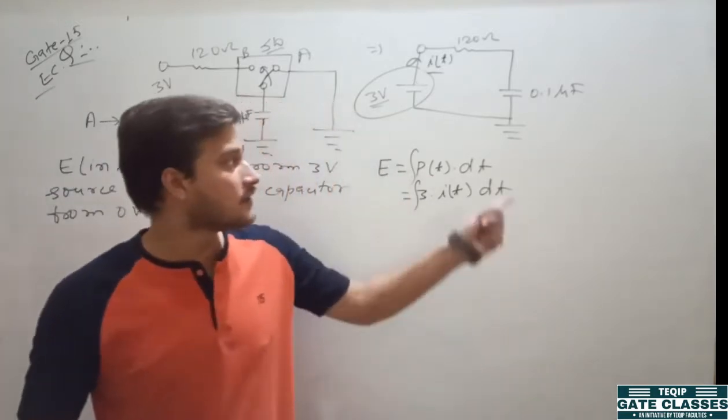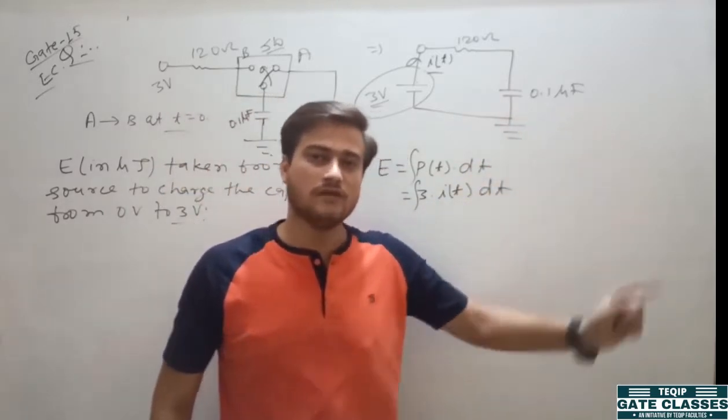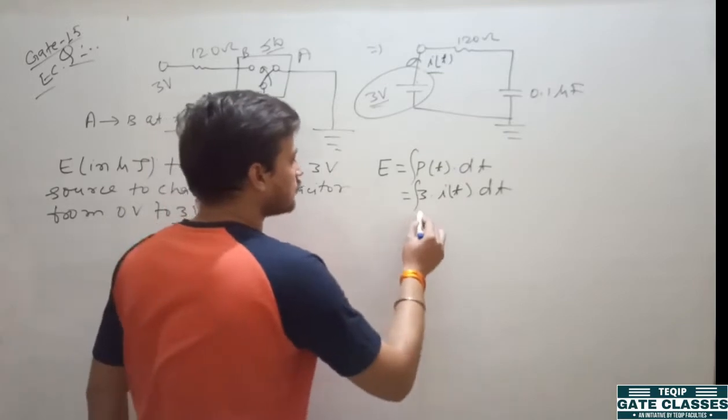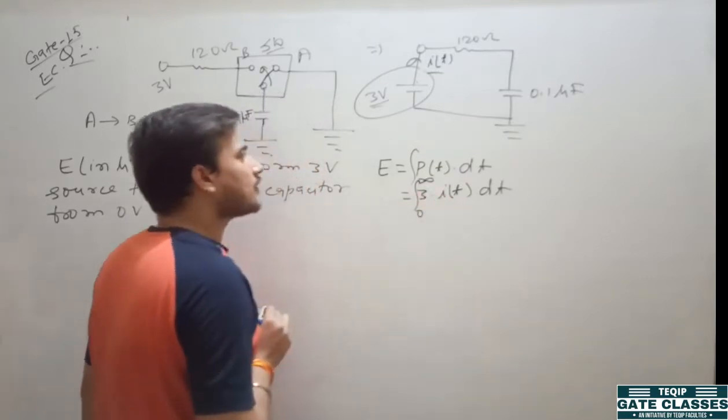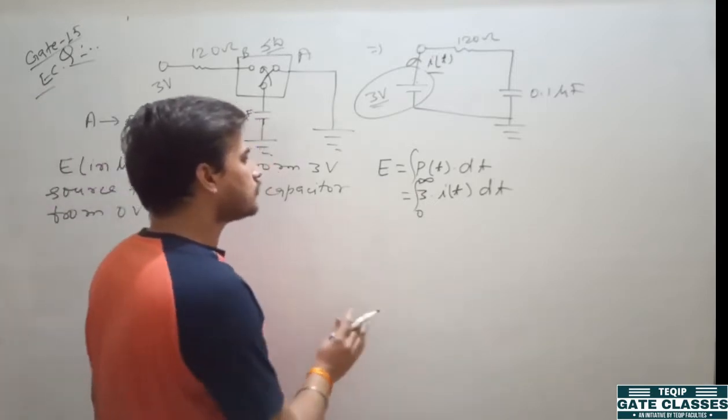See, 3 volt is the maximum value and it will be possible only at time t tends to infinity. So we'll integrate from 0 to infinity. Clear?